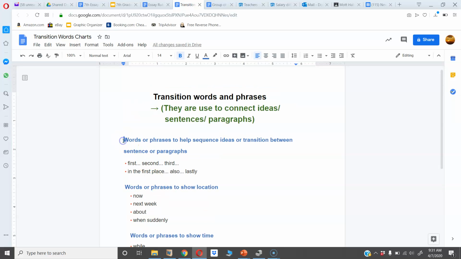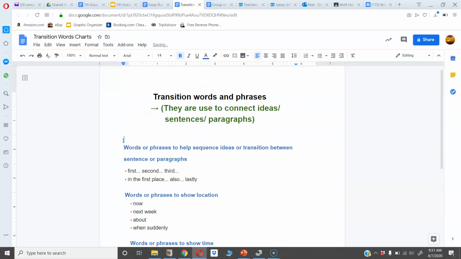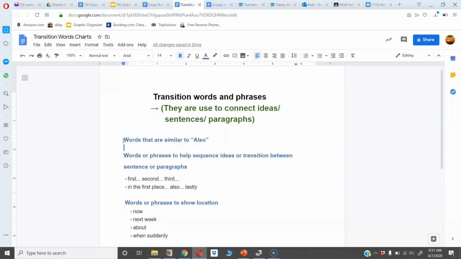I'm going to add another aspect in your words that are similar to also, because it becomes frustrating when I keep seeing also all the time, right? Additionally is another word, furthermore, and so on, which I'm going to put in here.